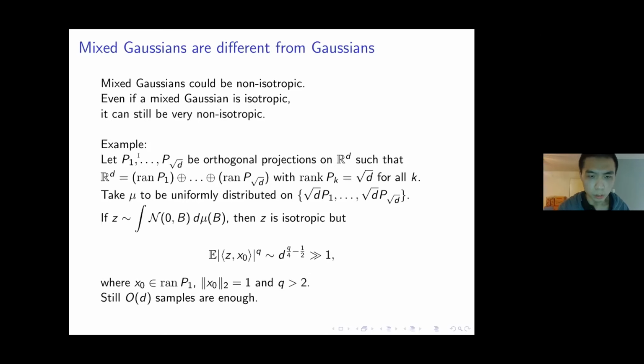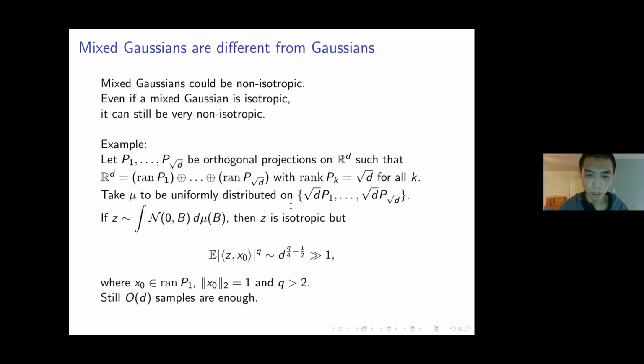Okay, so the example is this. We pick a decomposition of our D, and let's say D is a square number. We decompose that as the direct sum of root D number of subspaces, and each subspace has dimension root D. Okay, orthogonal decomposition, root D number of subspaces, each subspace has dimension root D.